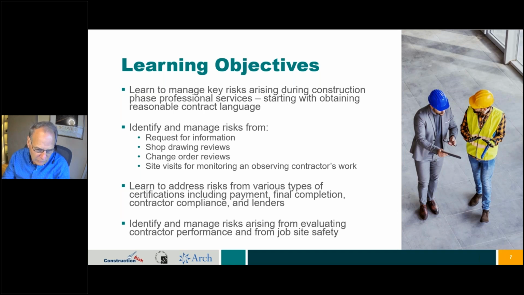And one of the aspects that we're going to finish up with is job site safety, because again, design firms during that construction phase can really get drawn into site safety responsibility if you're not careful. The next slide.